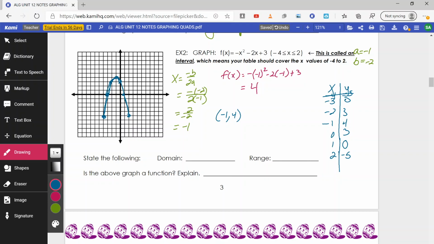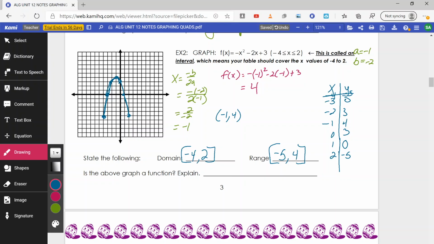So state the following domain left to right. So left to right, we hit negative 4 first, again using bracket, and we only go to 2. And then the range is going to be bottom to top. So if I come up from the bottom, I see I hit the y value of negative 5. And my top value is 1, 2, 3, 4. So there's my range, negative 5 to 4.